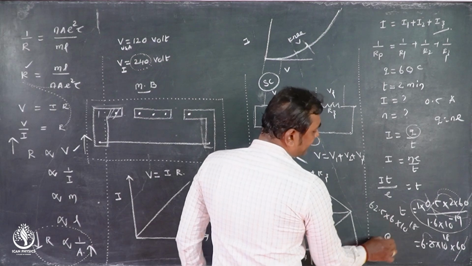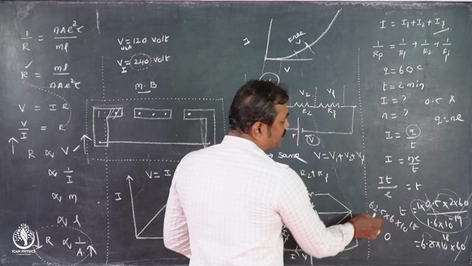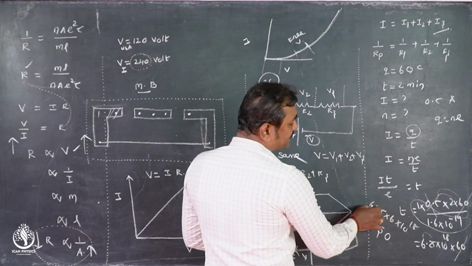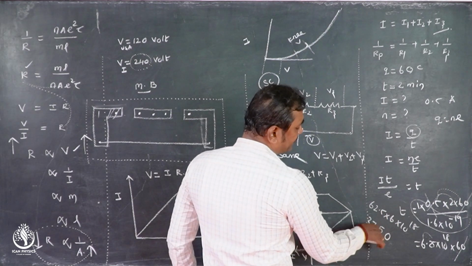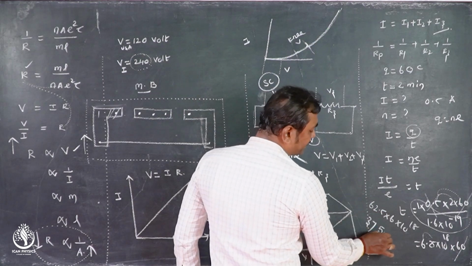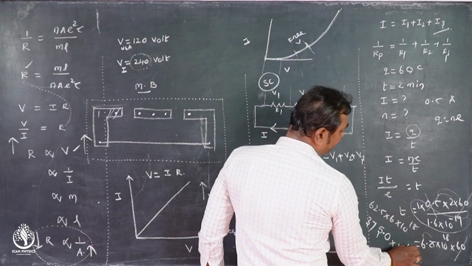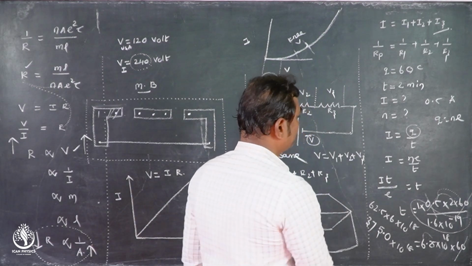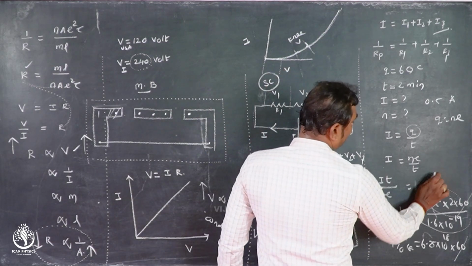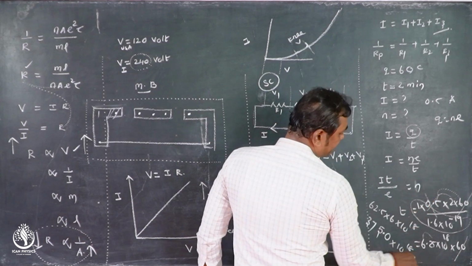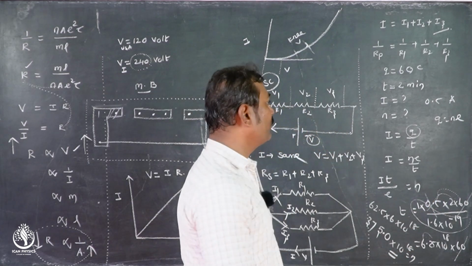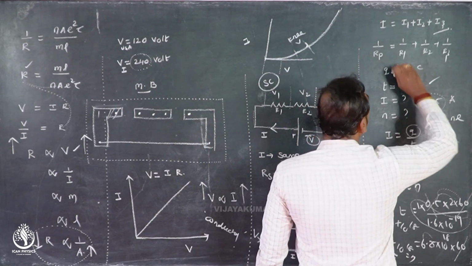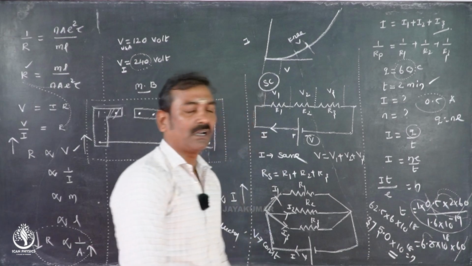So 5 6s are 30, remainder 3. 2 6s are 12, 12 plus 3, 15, remainder 1. 6 6s are 36 plus 1, 37. So how many decimal points? 1 decimal point into 10 to the power 18. So what we calculated is N. So this number of electrons is flowing for the current of 0.5 ampere in 2 minutes through 60 coulomb of charge.